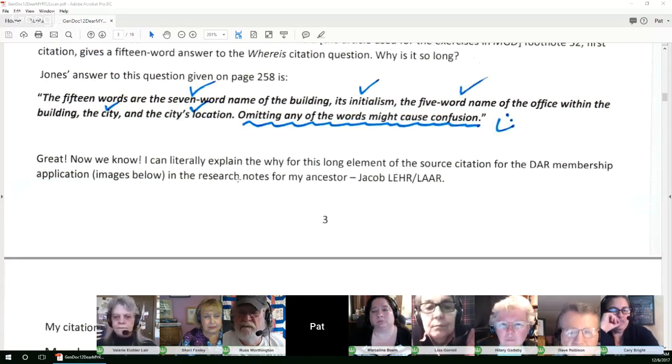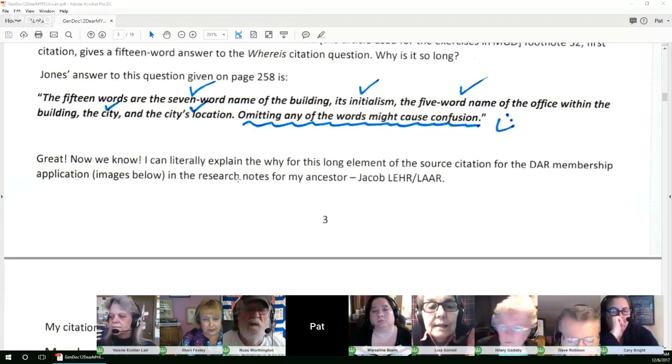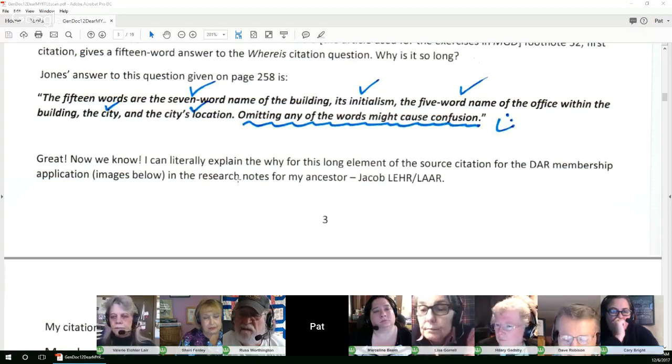Thank you for quoting that. We are allowed to quote a sentence or 2 from the book without infringing on copyright. And Dr. Jones and the publisher are very happy that we do these study groups. And this is the newest one. Omitting any part of it would cause confusion. We wouldn't know which Washington township. So everybody's right on task here with this.